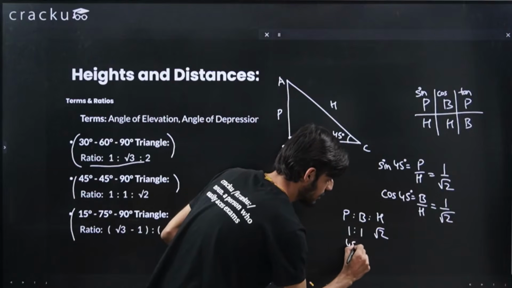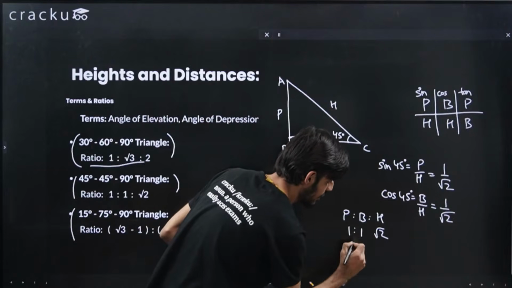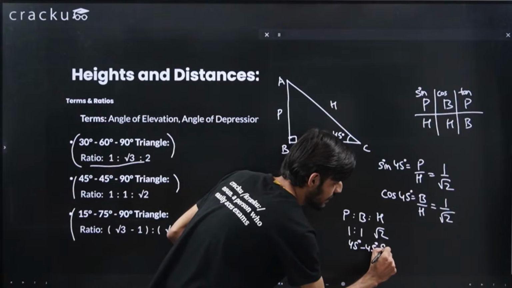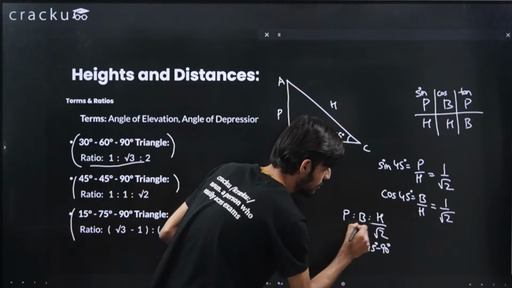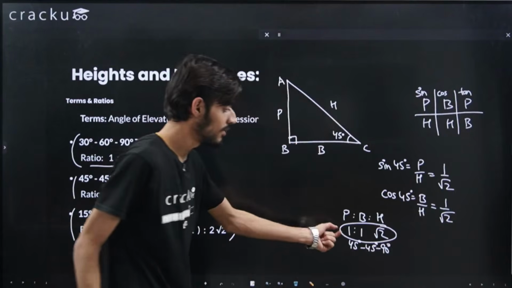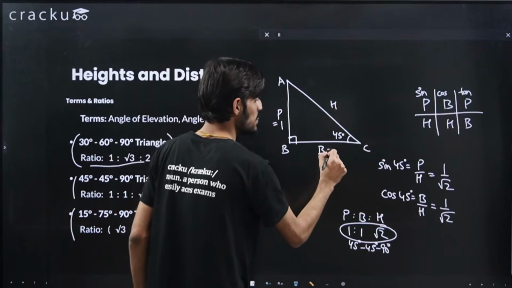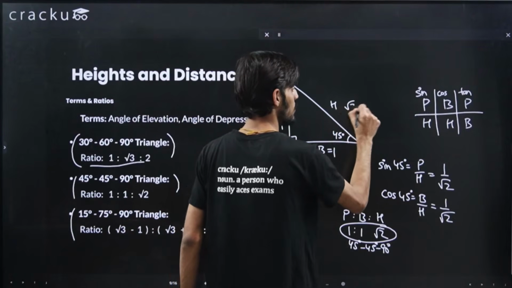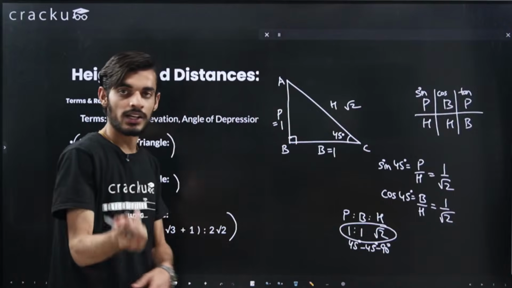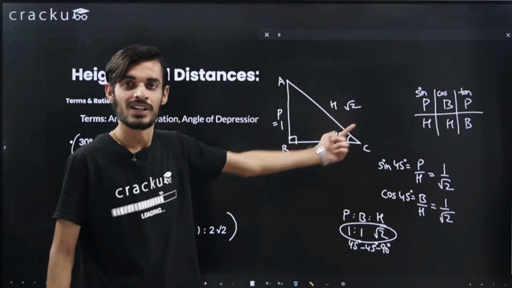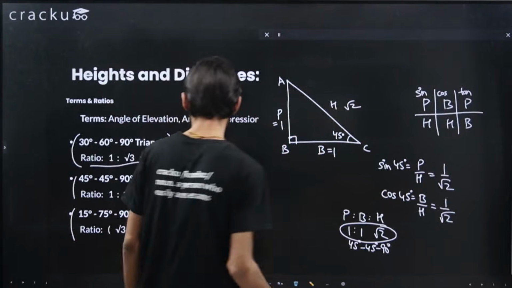That is, if the angles are 45 degrees, 45 degrees, 90 degrees, then you can directly remember that the ratio of sides will be 1 is to 1 is to root 2. If I take this as 1, then this will also be 1 and this will be root 2. If I multiply this by 5 or 10, like I told you in the last example, if this is 10, then this will also be 10 and this will be 10 root 2 and so on. This is just the ratio.